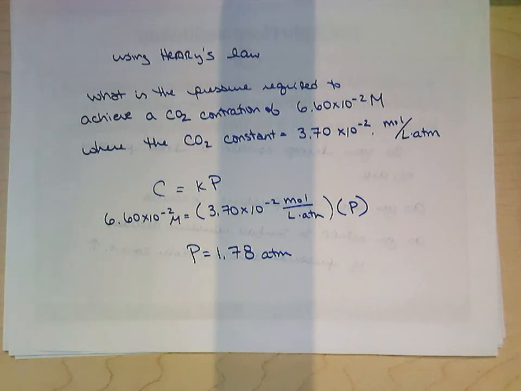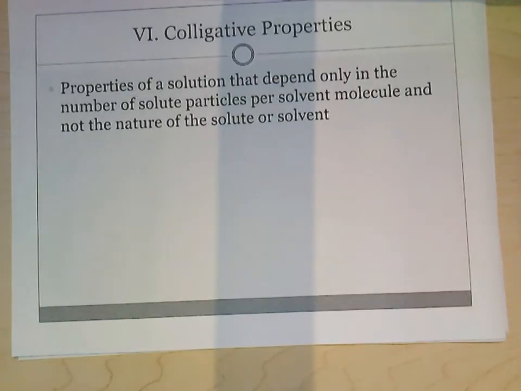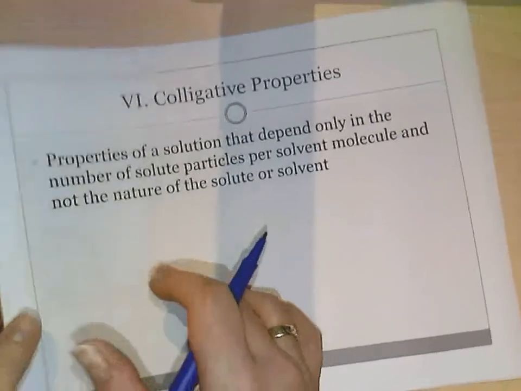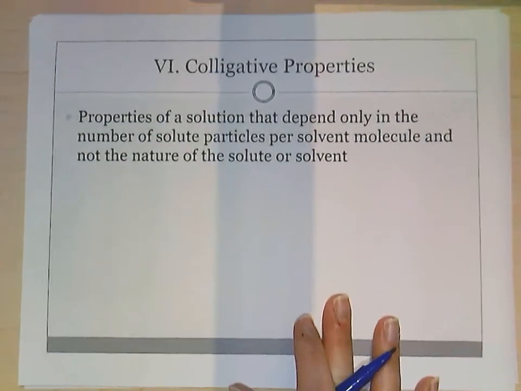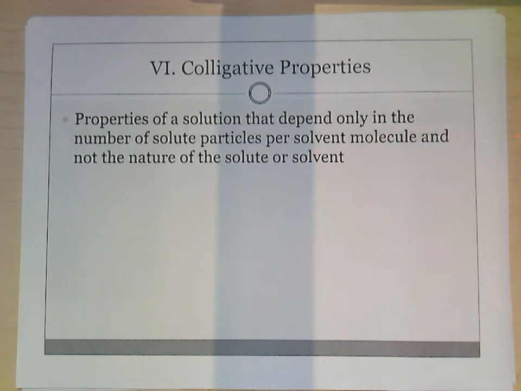Okay, so let's look at the last section, because the last thing in this chapter is colligative properties, where colligative properties are any property of a solution that depends only on the number of solute particles per solvent, not what it's dissolved in. So they seem kind of funky at first, but when I explain what they are, you'll be like, oh, well, that makes sense.